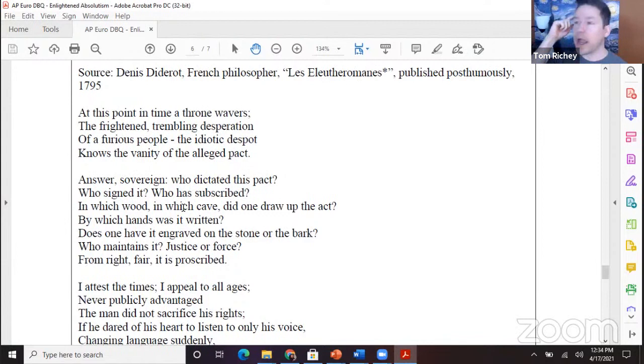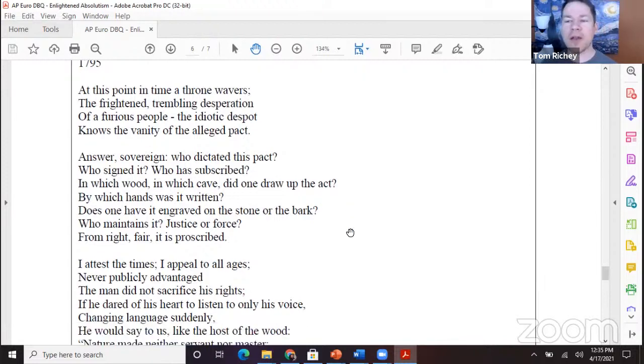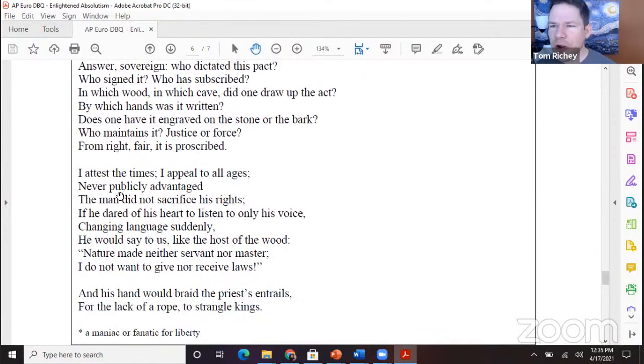So then I'm starting to think, oh, I've got some outside evidence. I could bring in John Locke. This is someone else who is saying that a constitutional government is the only government for a free people. And so the man did not sacrifice his rights. Okay. And so we see here, nature made neither servant nor master. I do not want to give nor receive laws.